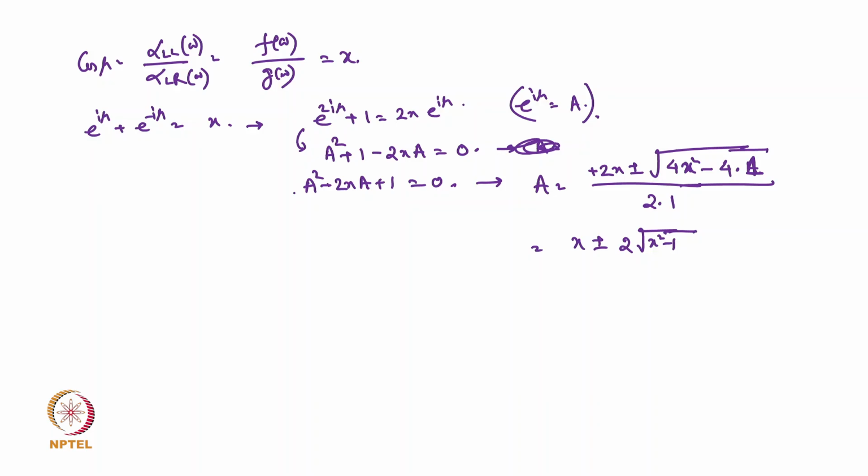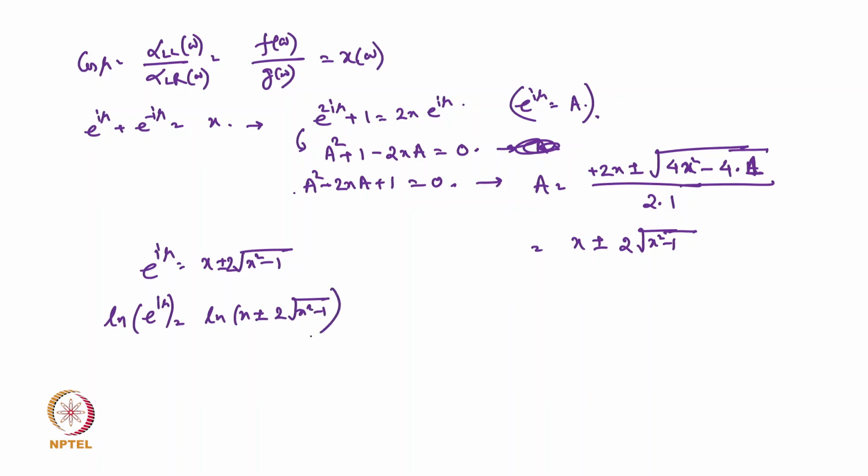So now what is your a? A is basically e to the power of i mu, so that is x plus minus root over of x square minus 1. Agreed? And what is x? X is nothing but a function of omega. So if I take ln of e to the power of i mu, we get ln of x plus minus root over of x square minus 1.